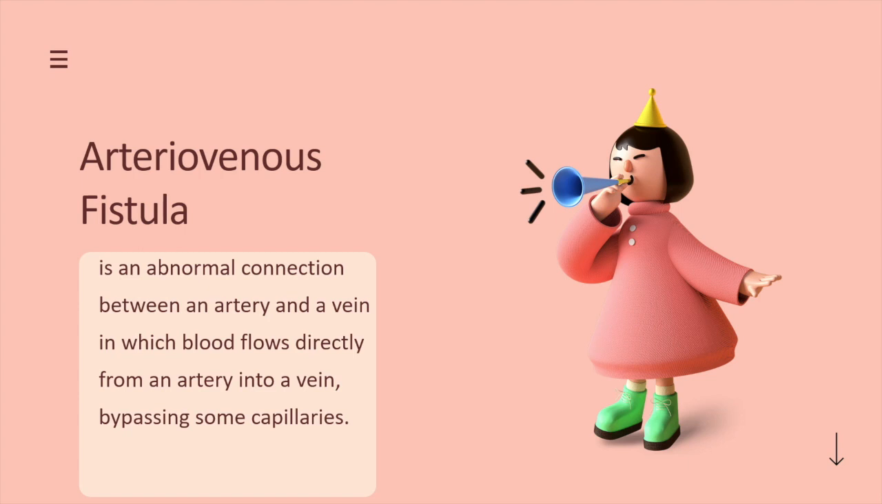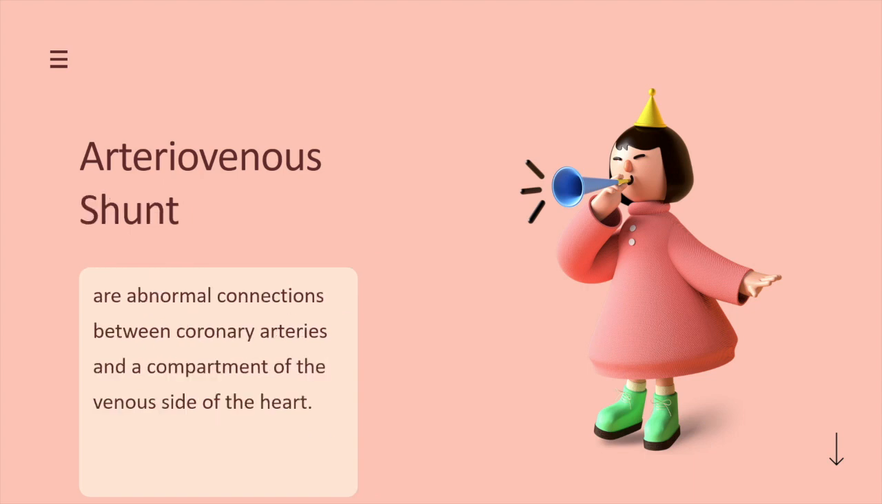Next is the arteriovenous fistula. It's an abnormal connection between an artery and a vein in which blood flows directly from an artery into a vein, bypassing some capillaries. Next, we have arteriovenous shunt, which are abnormal connections between coronary arteries and a compartment of the venous side of the heart.